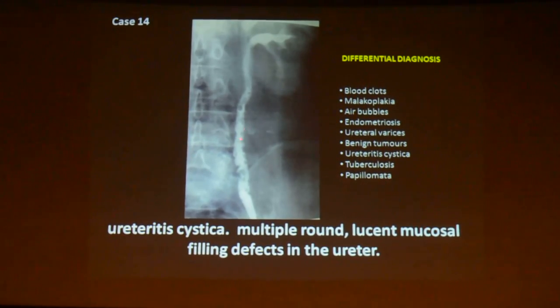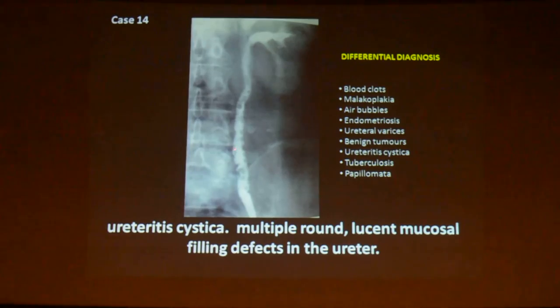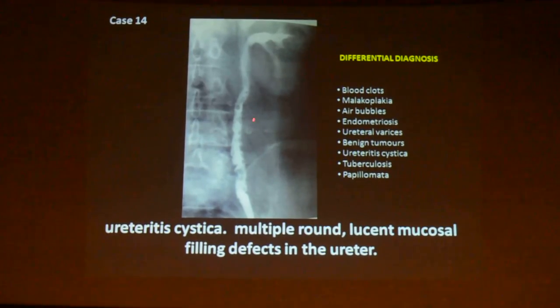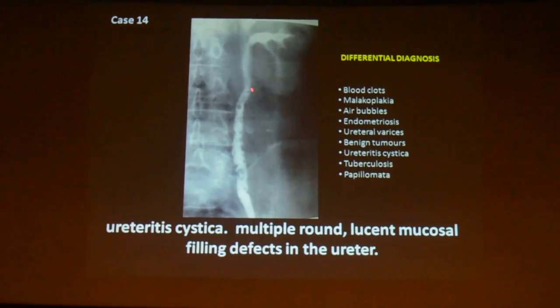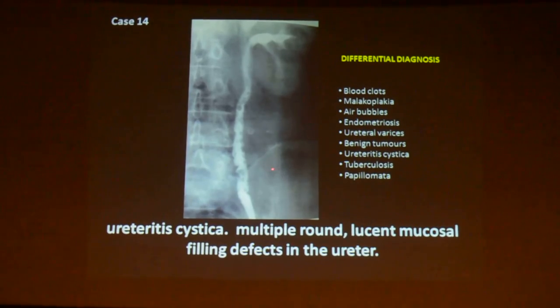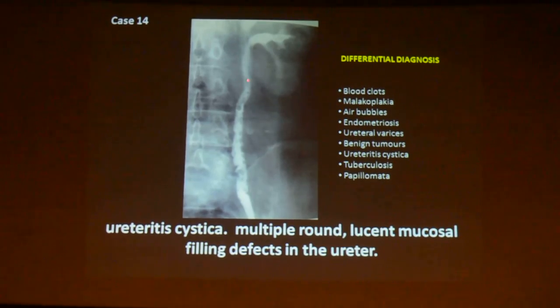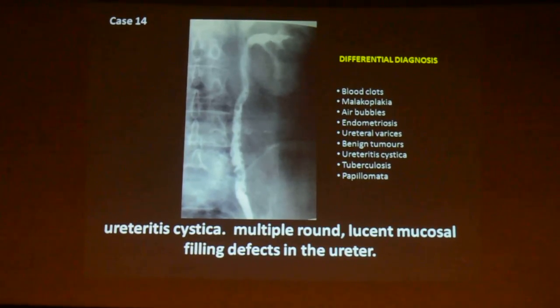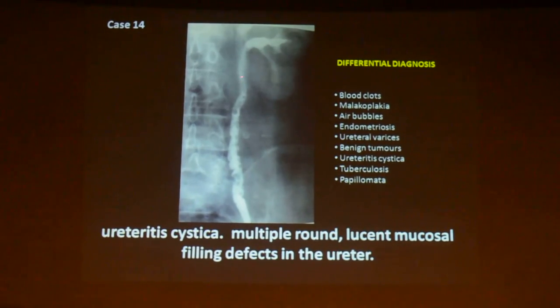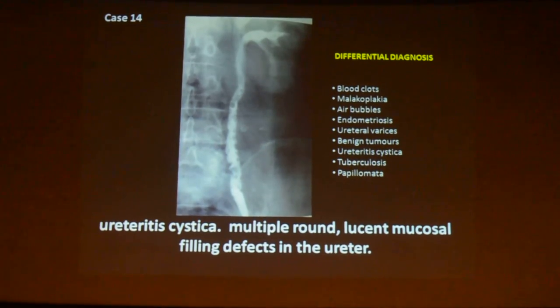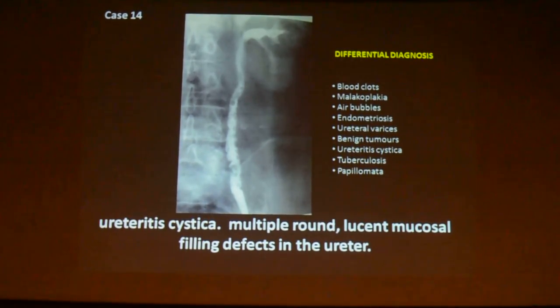Ureteritis cystica: multiple rounded or oval lucent mucosal defects in the ureter. Again the differential diagnosis: blood clots, too many. Malakoplakia, again too many. Air bubbles, no retrograde study. Endometriosis, too many. Ureteral varices, you can have. Benign tumors, transitional cell carcinoma; there are multiple, but not this many. This is ureteritis cystica. Tuberculosis usually gives a stricture or lead pipe type of thing. Multiple papillomatosis.